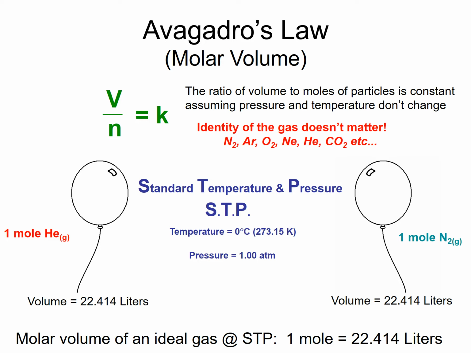Well, what happens if the balloon is, say, 44.828 liters? Well, 44.828 liters is twice the space. Therefore, at STP, I don't have 1 mole, I have 2 moles. Twice the amount of volume must mean twice the number of moles.